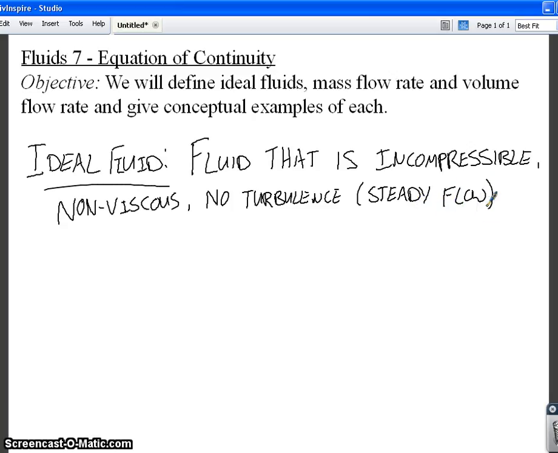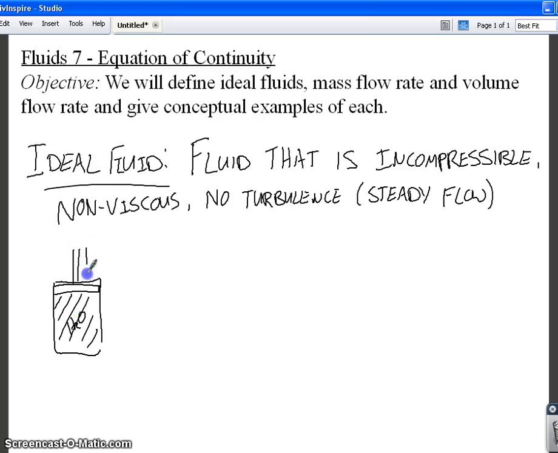So just like in kinematics, where we say that there's no air resistance, we say we have ideal fluids, because when we have ideal fluids, that makes our math a little bit easier. So incompressible. Let's say I have a piston here, and this whole thing is full of water, H2O.